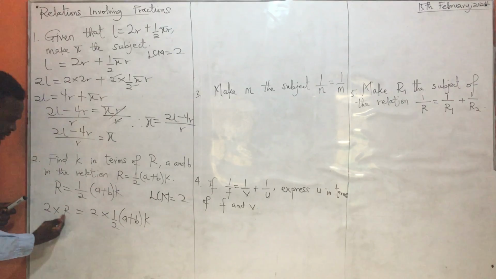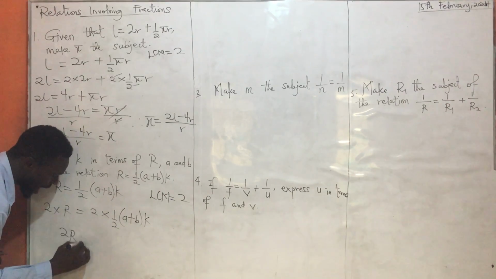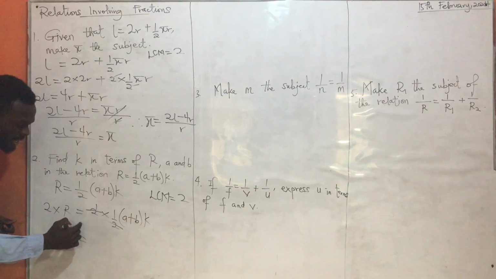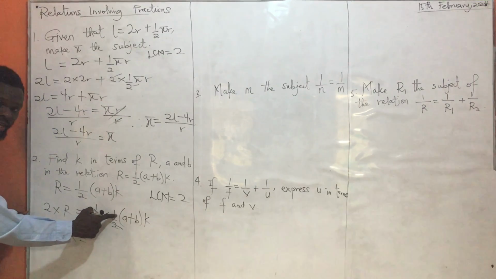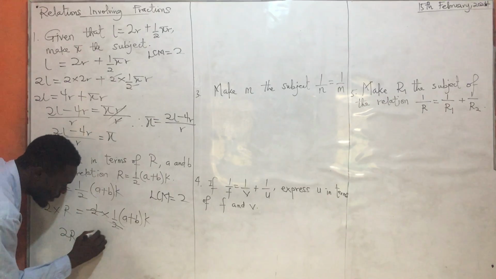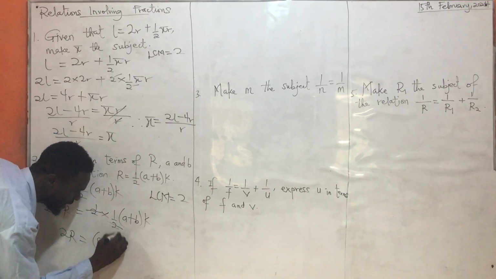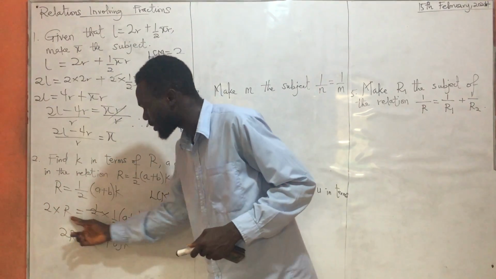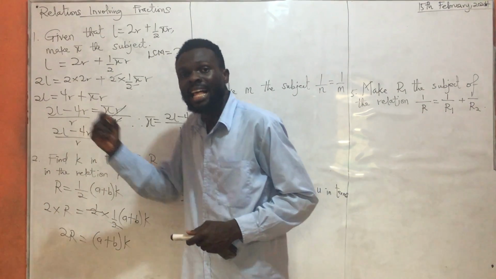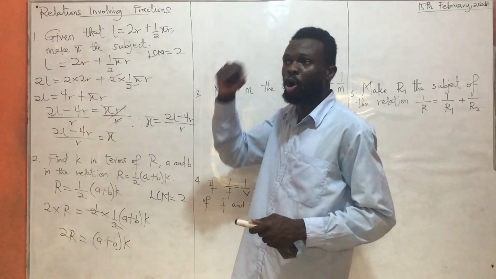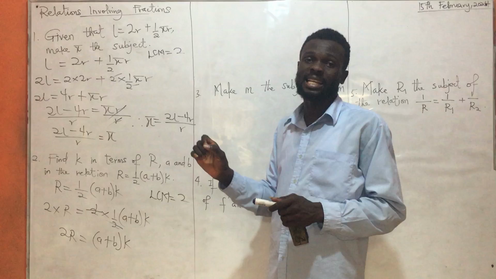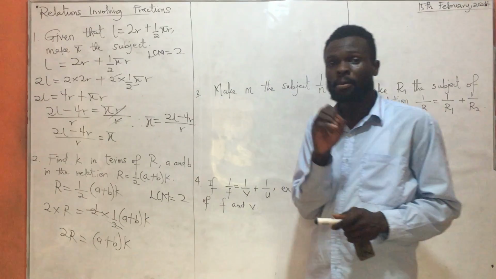Good. Now 2 times R will give us 2R. Then 2 will cancel out 2, giving you 1. 1 times 1 is 1. So we have 1 bracket of A plus B, K. And this will lead us to something that was treated in our previous video, the link to which will be posted in the description.